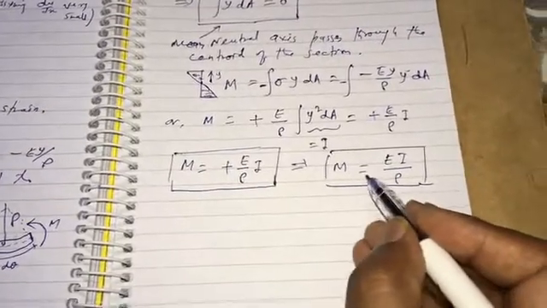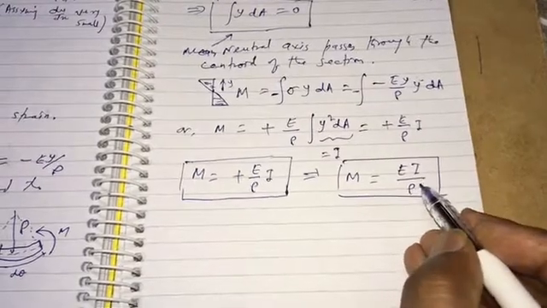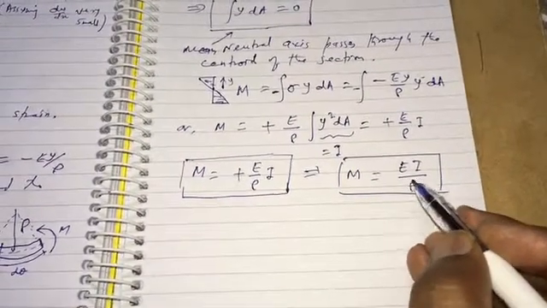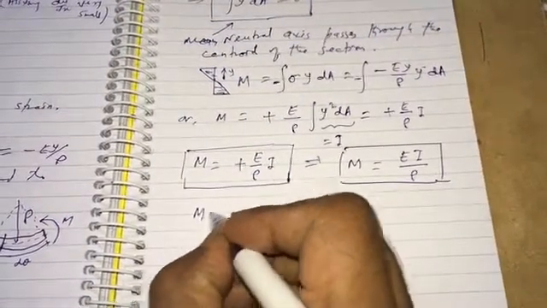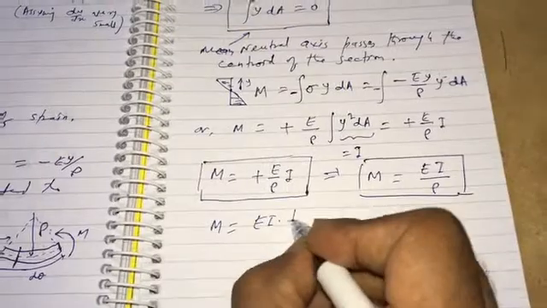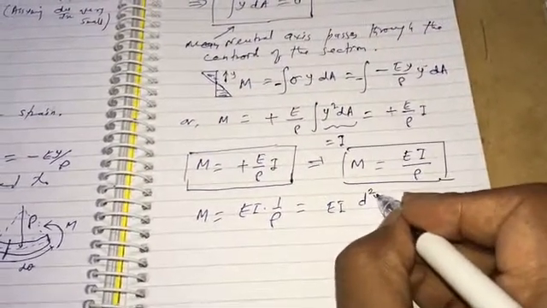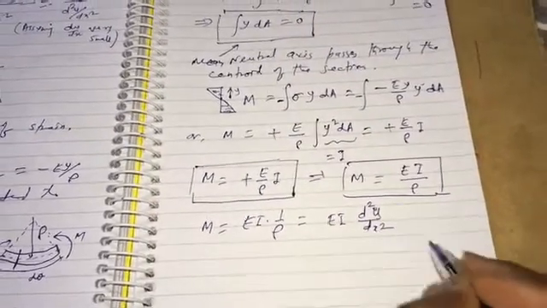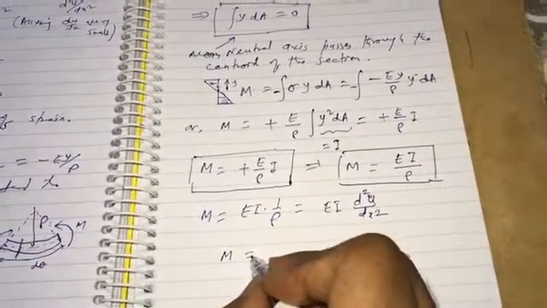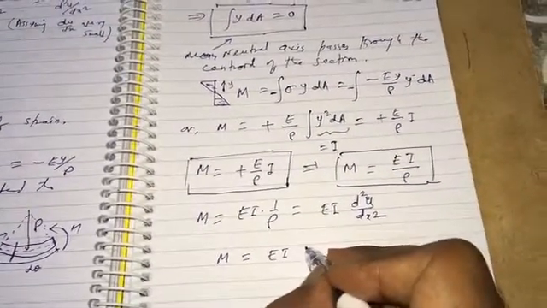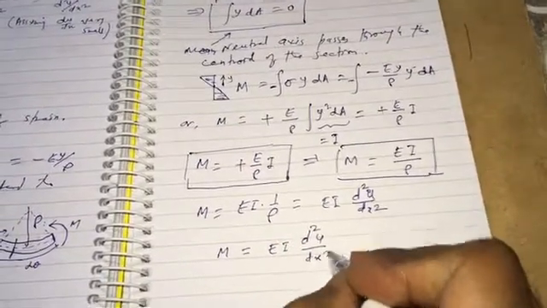Next, we can replace 1 over rho with the equation we know already. So M is equal to EI times 1 over rho, and 1 over rho, we know, is equal to d squared u over dx squared. So we finally have M in terms of u. Combining all those things, we get this.